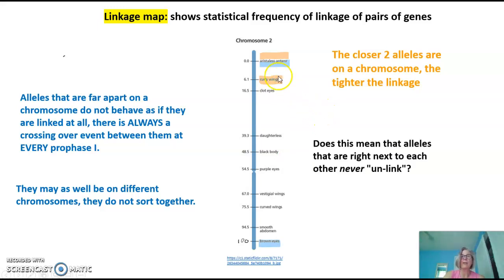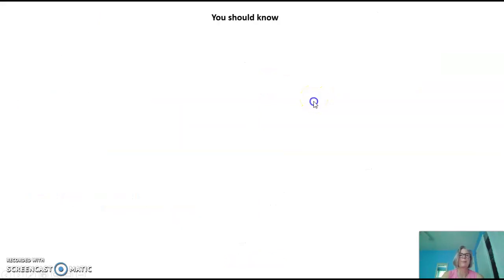So does that mean that alleles that are right next to each other never unlink? No, it is a statistically random event, so even genes that are very close together could unlink, but it would be very rare, and you would see it very rarely in a population.